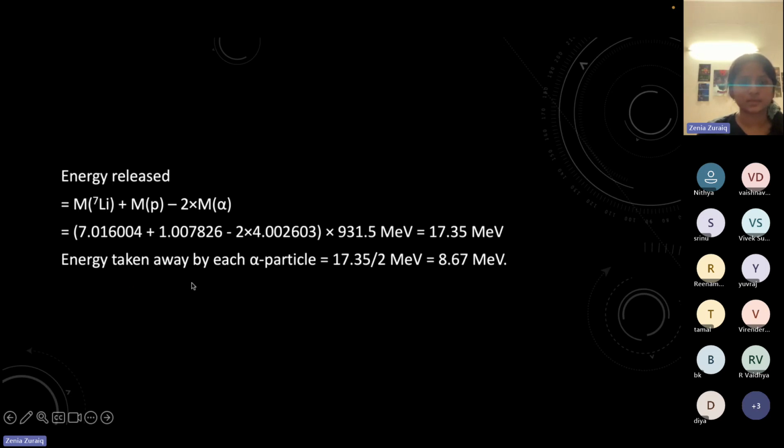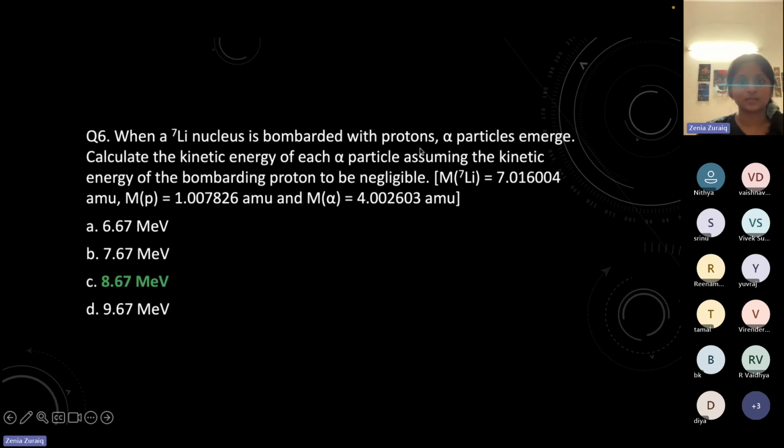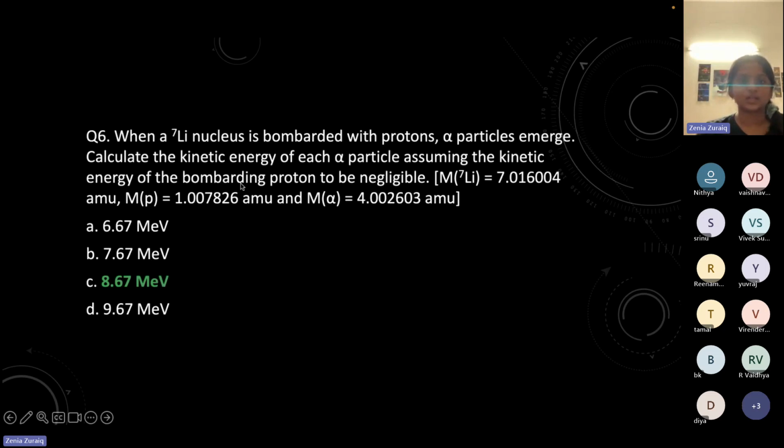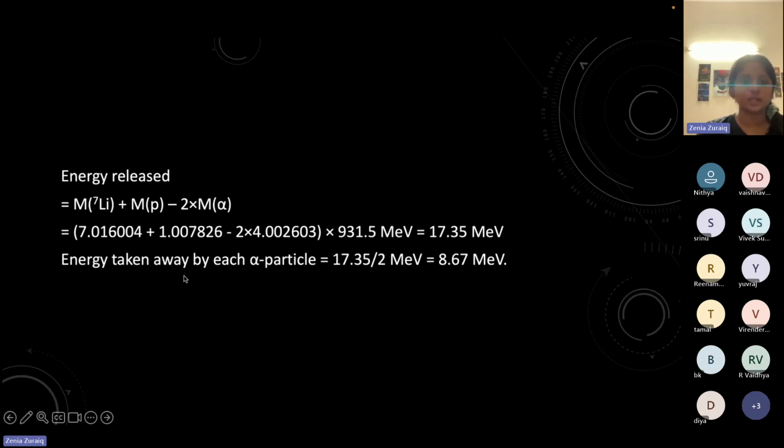The answer is actually 8.67, and this is how you do it. If you write the reaction, it will be lithium 7 plus proton gives 2 alpha particles. You have to find the energy release in the normal way, where you sum up and subtract the total, and then you multiply by 931. I've already explained that 931 comes from E equals mc squared, representing the c squared part. They have asked for the energy taken away by each alpha particle, and to balance the reaction we need two alpha particles, because lithium has 7, proton has 1, and each alpha particle has mass number 4. So to find the energy taken away by each alpha particle, we have to divide by 2. Is this clear to everyone?